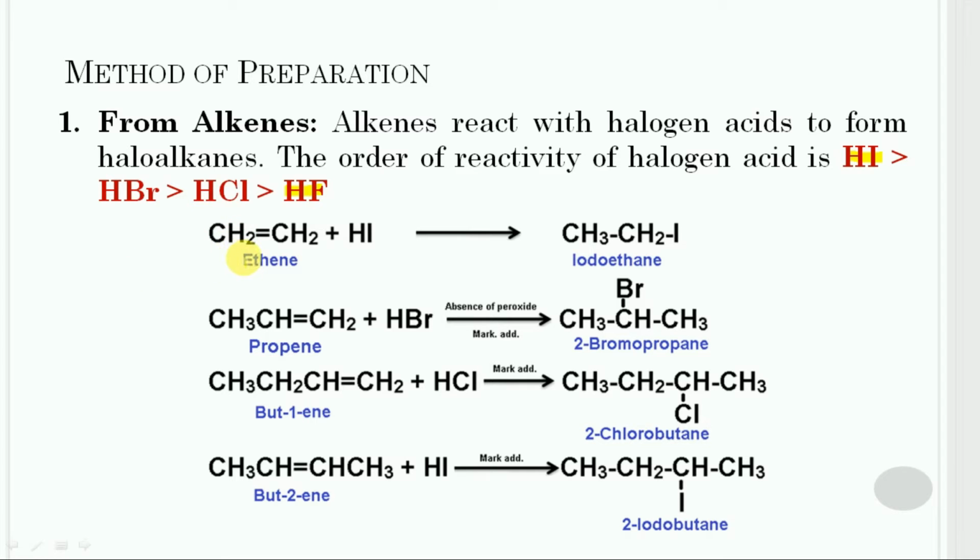So let us consider the examples. In the first case, ethene reacts with hydrogen iodide and iodoethane gets formed. In the second case, propene reacts with hydrogen bromide in the absence of peroxide and 2-bromopropane gets formed. In this case, the addition of hydrogen bromide takes place in accordance with Markovnikov's rule.